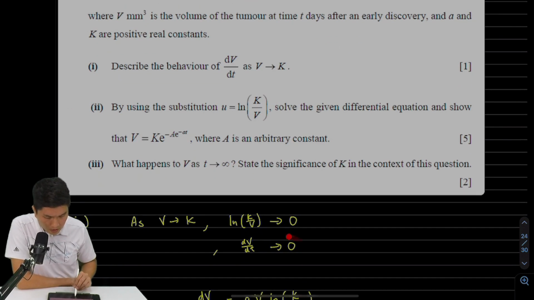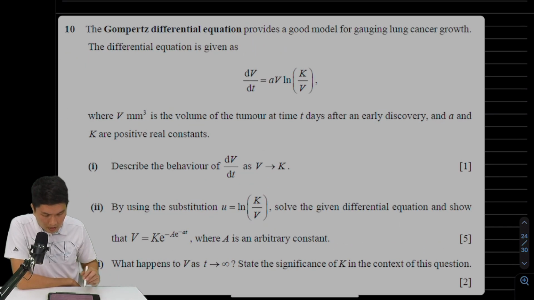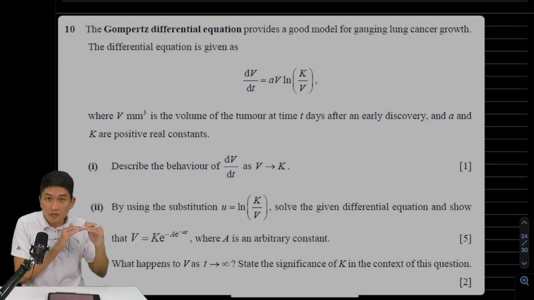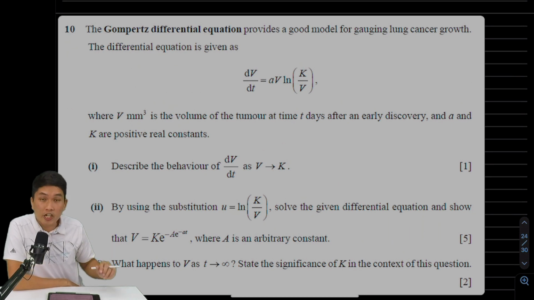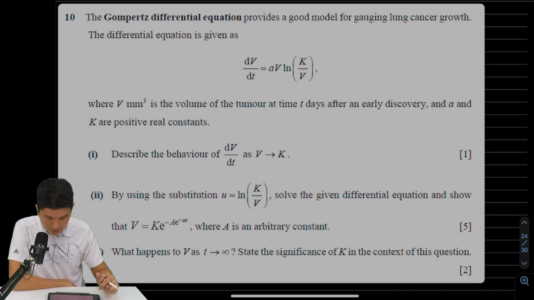You don't even need to answer in context of the question. But if you're interested in context, it tells me that as V approaches K, then the tumor will neither shrink or grow, right? It means that it will not change as it approaches K, right? So that is part 1.